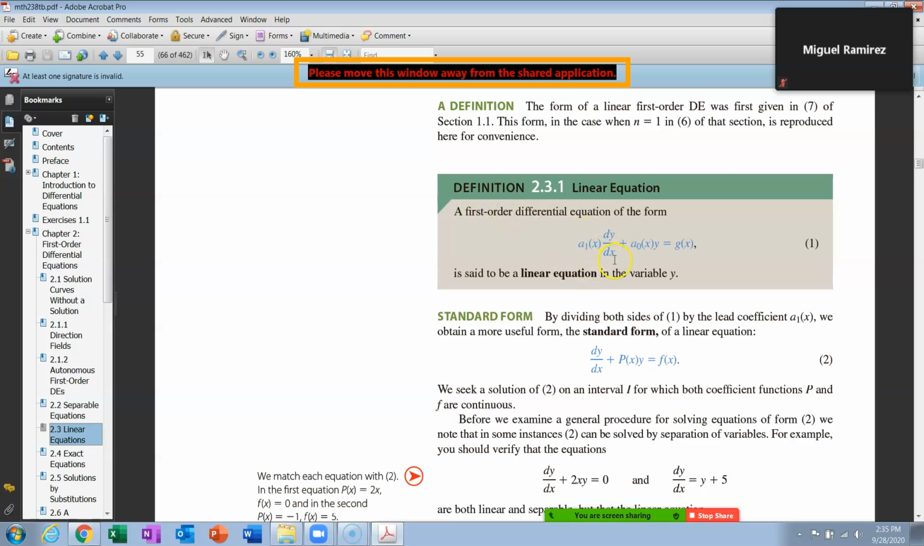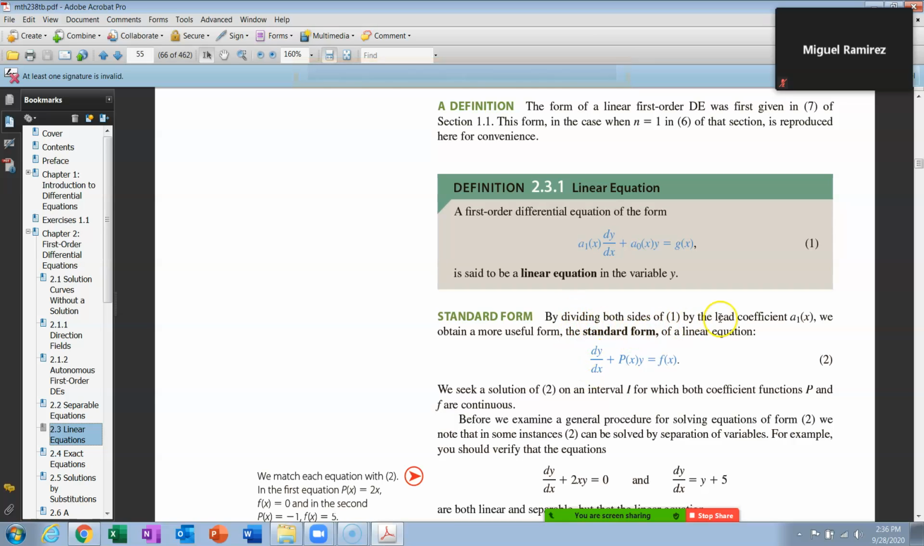a1(x) dy/dx plus a0(x) times y is equal to some g(x). That first order differential equation is said to be a linear equation in the variable y. Now, notice the first thing they said: by dividing both sides of the equation by the lead coefficient a1(x), you find a more useful or standard form. This is where we always start. Well, we may start with the general one, but we always get it to this form first, because this is what we're built on.